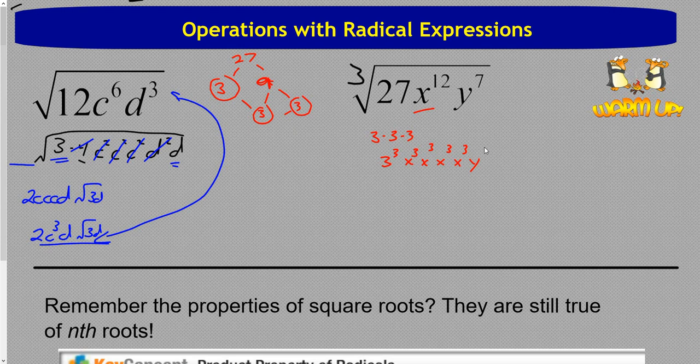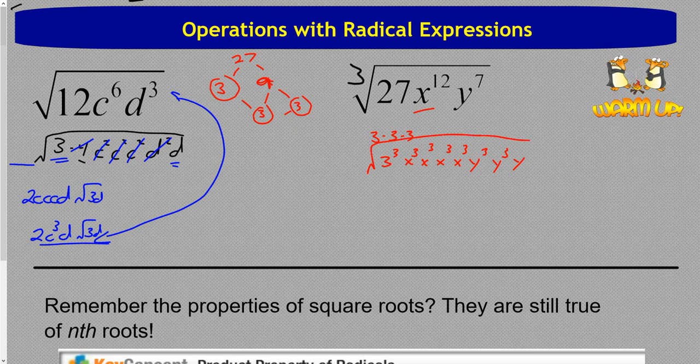Do the same thing with the y's. As I start taking out these groups, I can think about subtracting them. If there's 7 total, I've taken care of 3. That means there's 4 left, so I can do another group of 3. That's a total of 6 y's, which means there's 1 left. All of this still inside the radical.